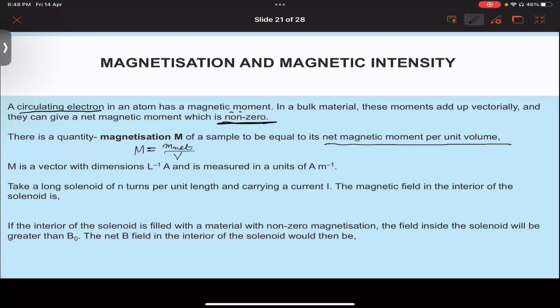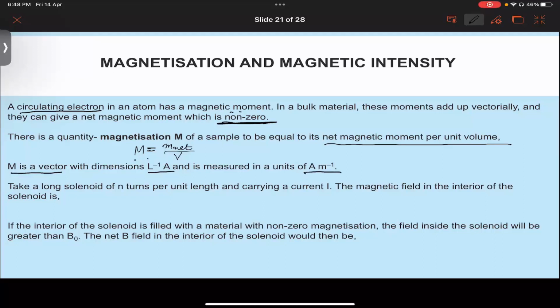We can see that the magnetic moment is associated with magnetization, so there is going to be a direction. That is why M is a vector. The dimension is going to be length inverse and ampere, so the unit of magnetization is ampere per meter.